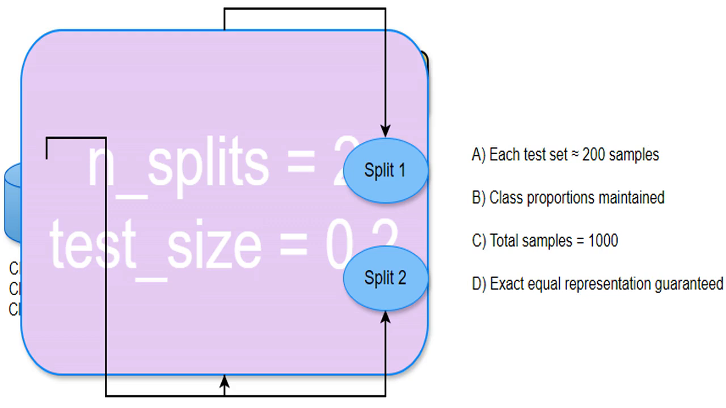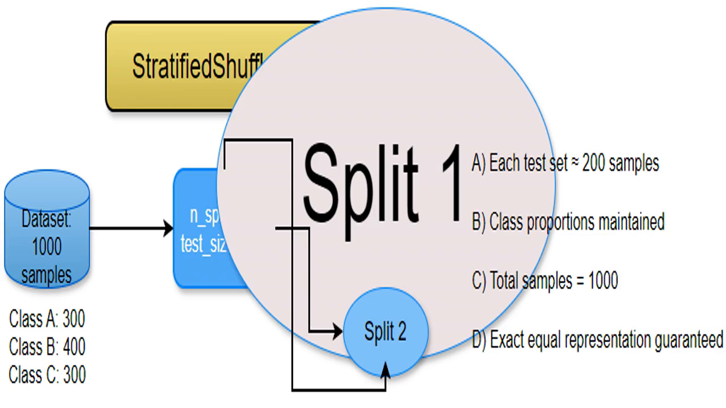Remember, I'm using StratifiedShuffleSplit, so class proportions will be roughly similar in training and testing sets. This is the second of the two train test splits. It's independent from split 1, but again, it follows the principle of stratified sampling to maintain the class distribution.